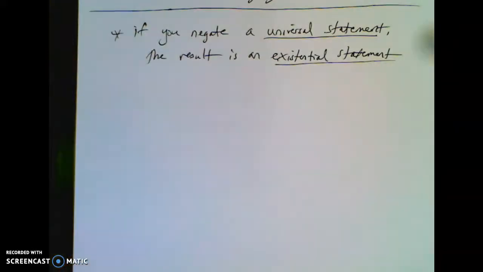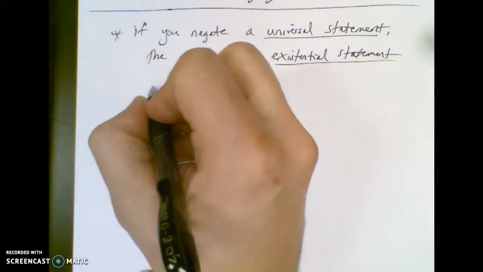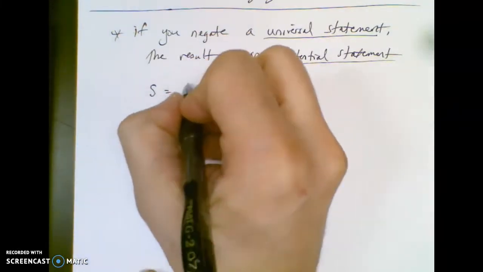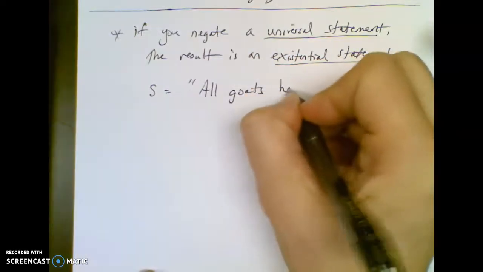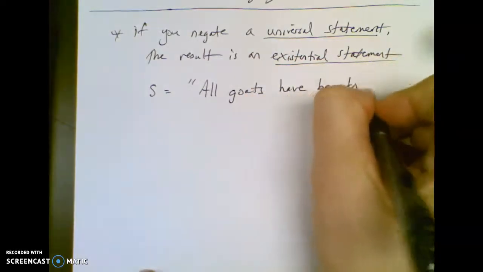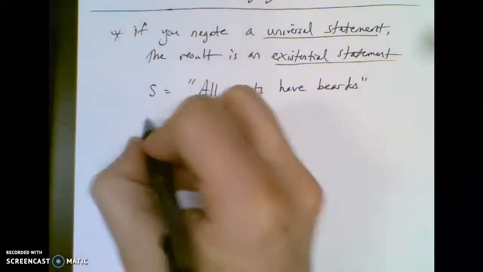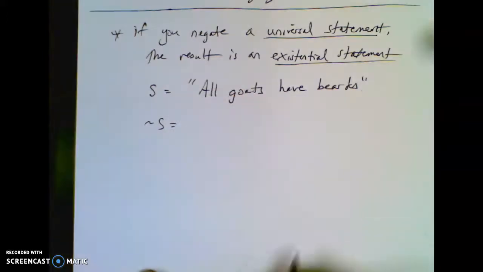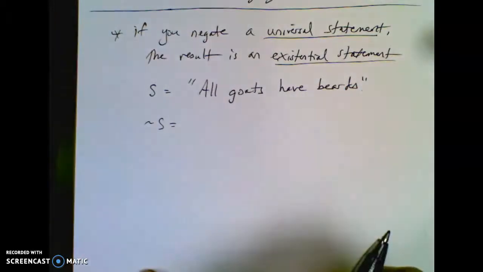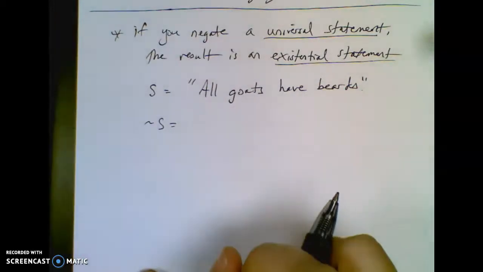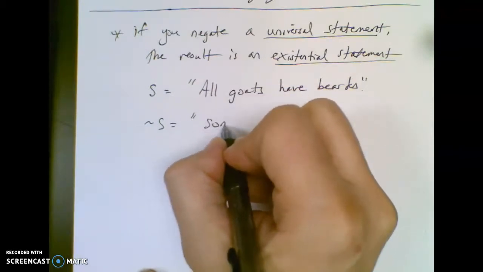Okay, so if you negate a universal statement, the result is an existential statement. So let's say my statement was, all goats have beards. What is the negation of S? The negation of all goats have beards is not no goats have beards, because no goats have beards is a statement about everybody again. The negation of this is actually some goats have beards.